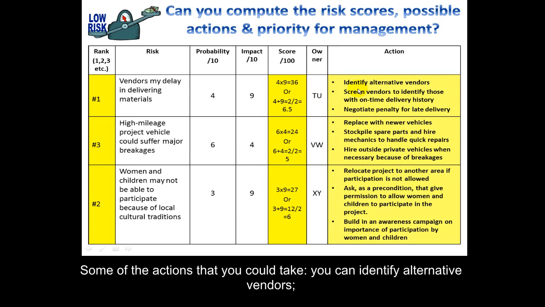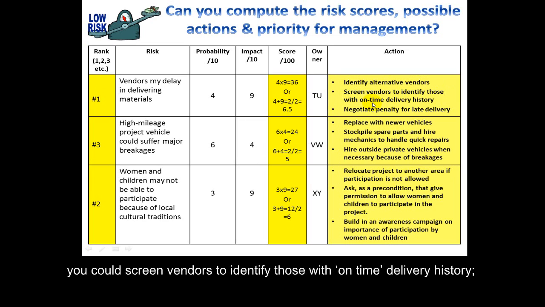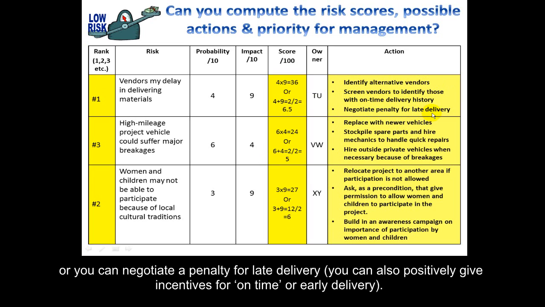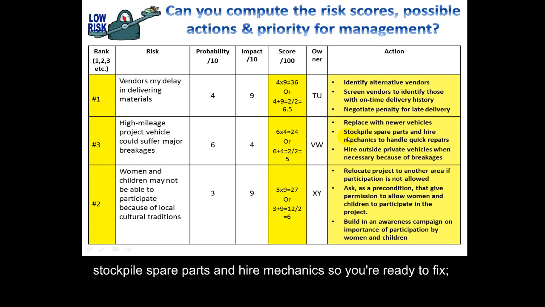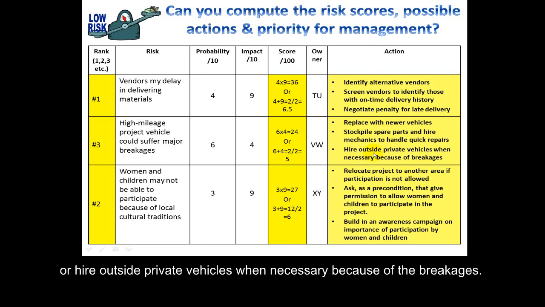Some of the actions that you could take: you could identify alternative vendors. You could screen vendors to identify those with on-time delivery history, or you could negotiate a penalty for late delivery. You could also positively give an incentive for on-time or early delivery. The problem with the breakages on the high mileage vehicles: you could simply replace the vehicles. You could stockpile spare parts and hire mechanics so that you're ready to fix them. You could hire outside private vehicles when necessary because of the breakages.